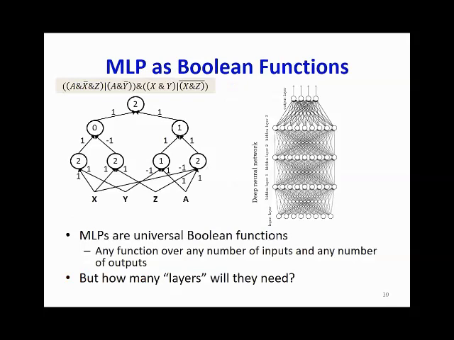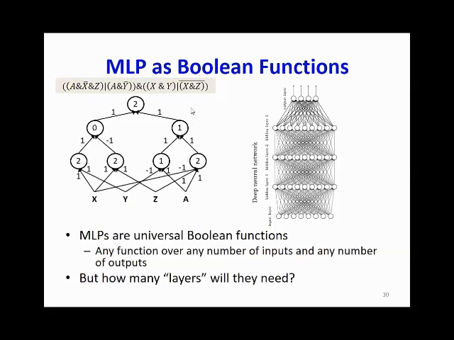So MLPs are Boolean functions. They can be constructed to compute any Boolean function over any number of inputs and any number of outputs. But how complex will the network get? In this network here to the left, for example, we saw that in order to compute this function, we have used 7 neurons in 3 layers. So the MLP that computes this function has 2 hidden layers.